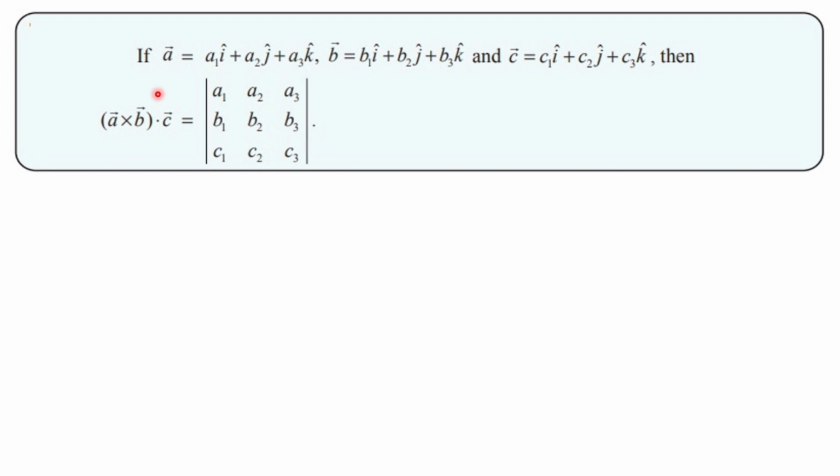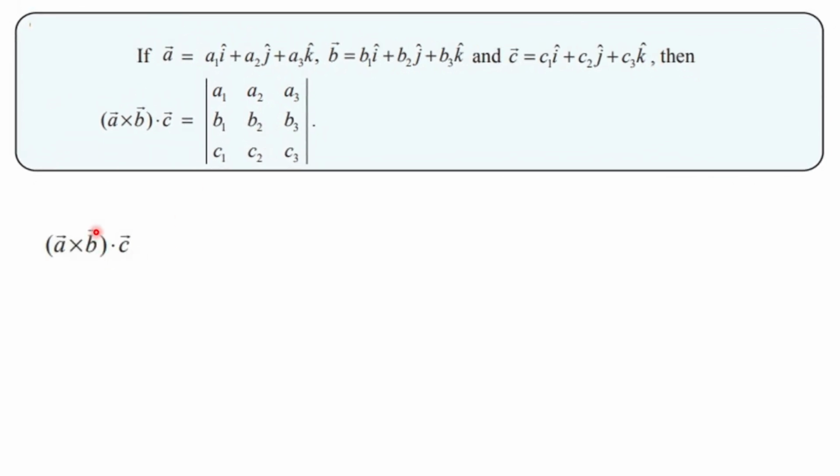Then we have to prove that the scalar triple product a cross b dot c equals this determinant. So let's imagine that there are 3 vectors, the a vector, b vector and c vector. The a vector equals a1 i plus a2 j plus a3 k, the b vector equals b1 i plus b2 j plus b3 k, and the c vector equals c1 i plus c2 j plus c3 k. Then prove that this scalar triple product equals this determinant.